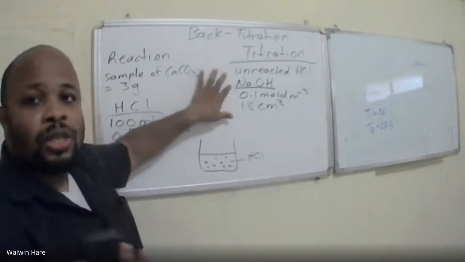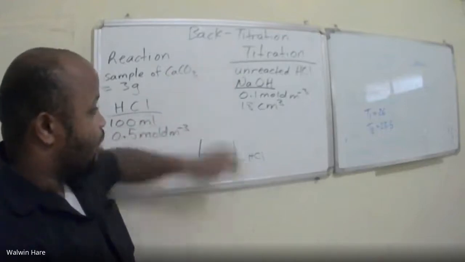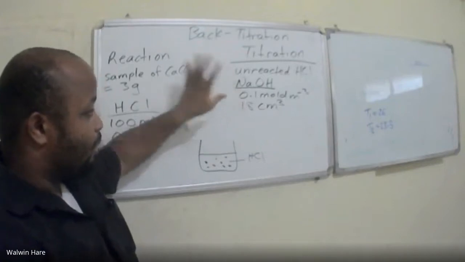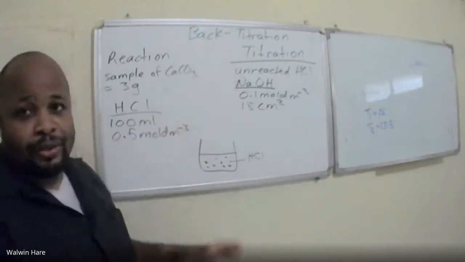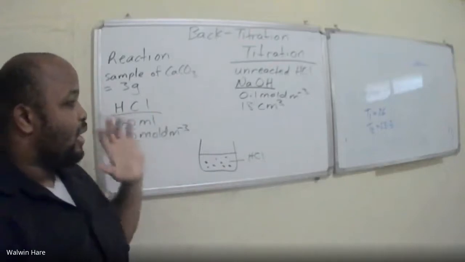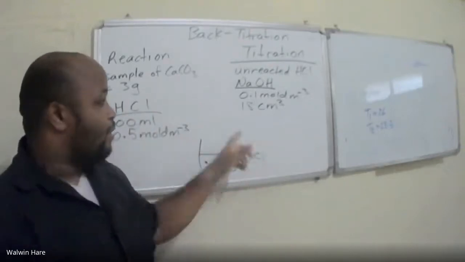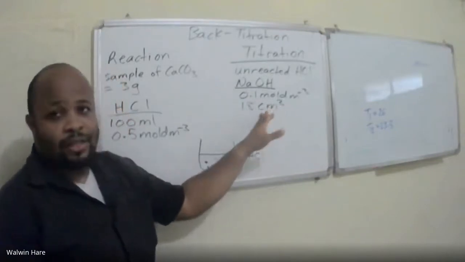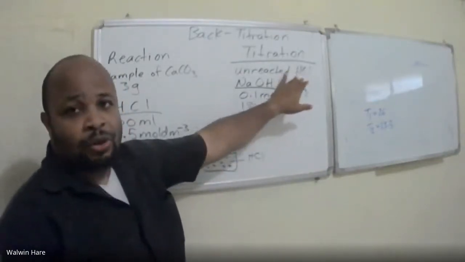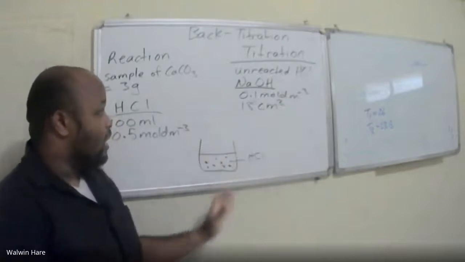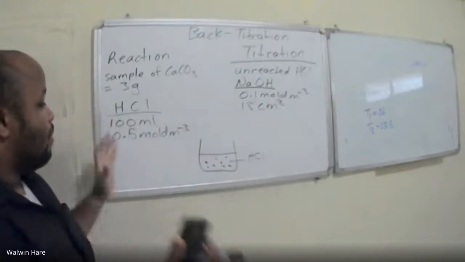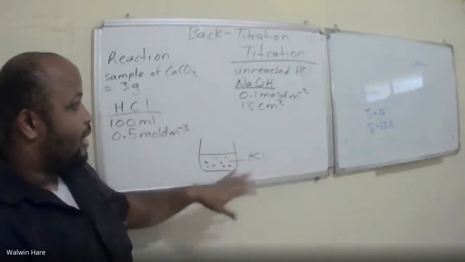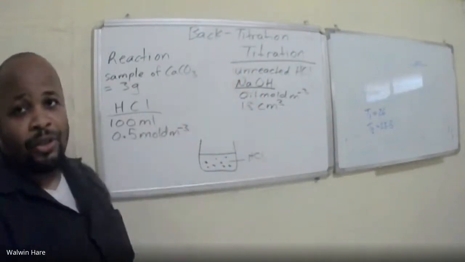Let us say we use sodium hydroxide. This is the concentration and this is the volume. That's the end of the procedure. Because remember, in a titration, all we need to find out is the volume of the sodium hydroxide that neutralized the hydrochloric acid. So if it was an experiment, this is what would have occurred. Do a reaction, and then with the unreacted HCl, you perform a titration.